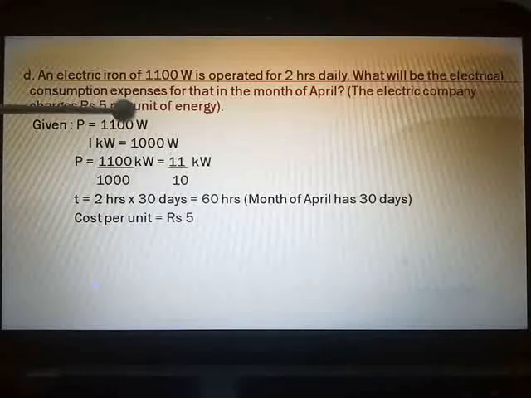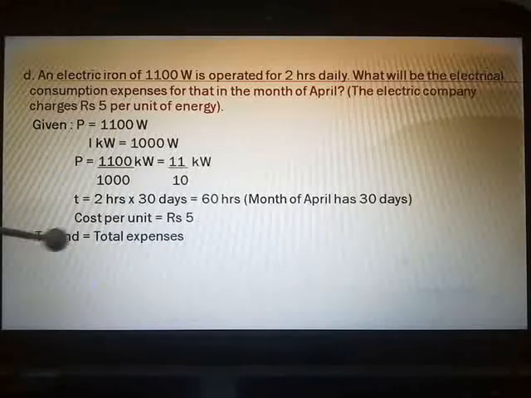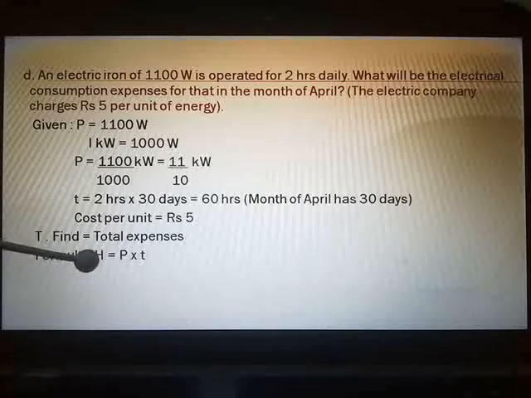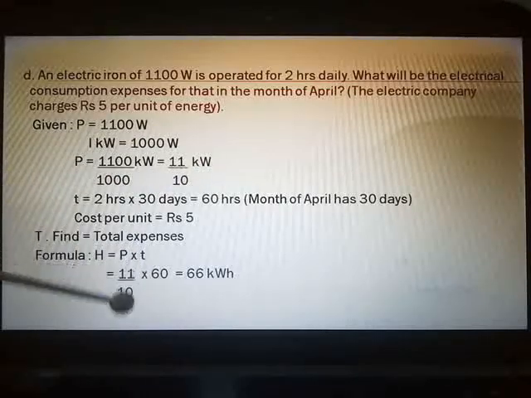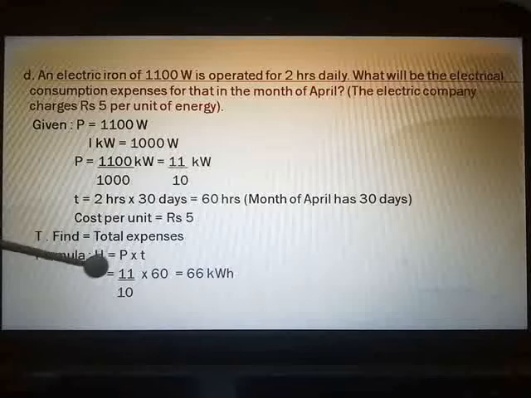Cost per unit is 5. So to find the total expenses, electrical energy consumed is power into time. 11 upon 10 kilowatt multiplied by 60 hours. So this 0 and this 0 will get cancelled. 11 multiplied by 6 comes out to 66 kilowatt hour.